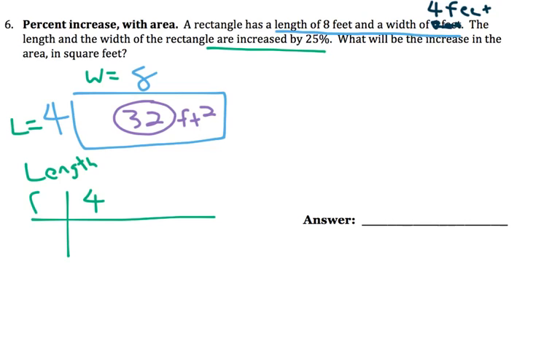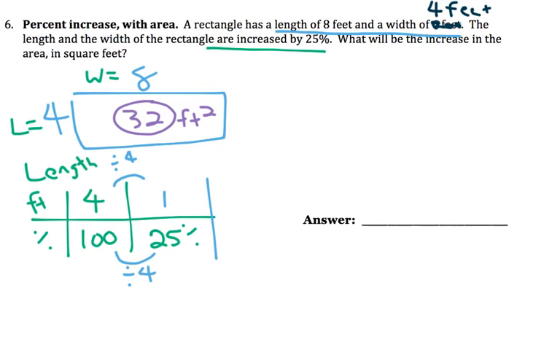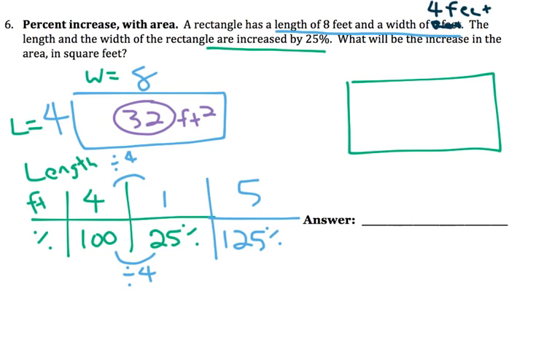Alright, so our length in feet, we're going to say that that's 100%, because that's what we're starting from. But then it's going to go up by 25%. Well, 25% is just 100% divided by 4, or by quarters. And so let's do the same thing to the top to get 1 foot. So if it increased by 25%, it basically means it went up to 125%, and that's just 4 plus 1, which is 5. So our new rectangle has a length of 5 feet.